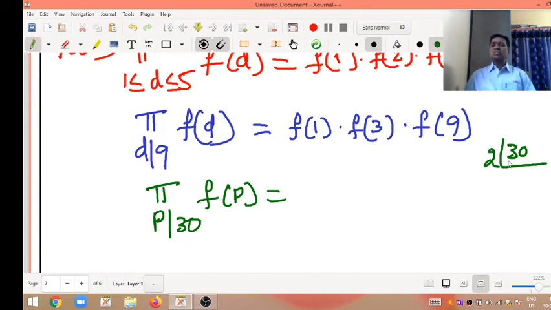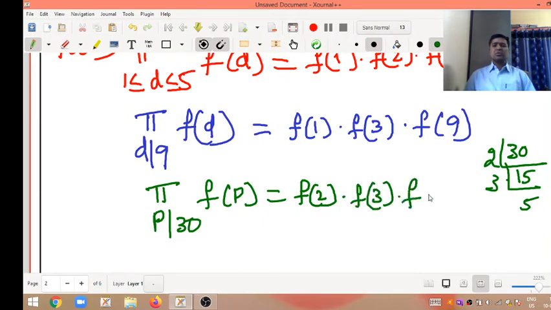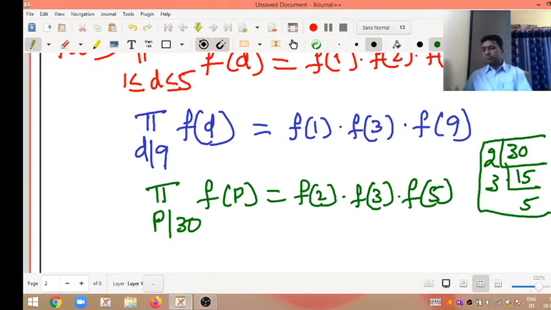2 is the first even prime. 2 times 15 is 30, so 2 is a prime. Next, 3 will come; 3 times 5 is 15. That means 2, 3, 5 are the primes of 30. So that function value is f of 2 times f of 3 times f of 5, my dear friends. See here this value.